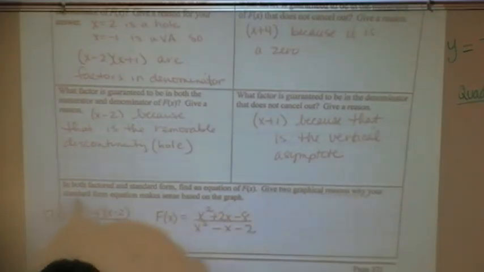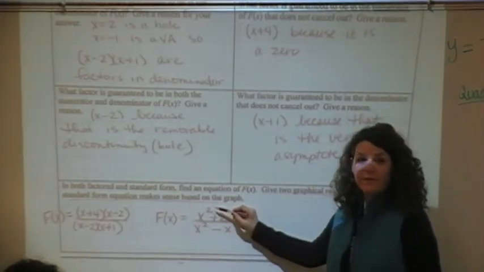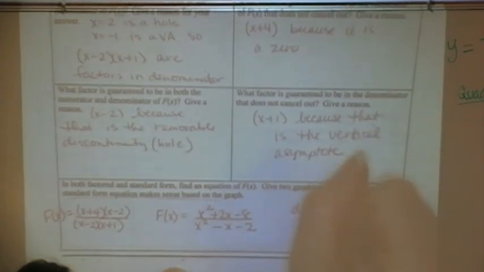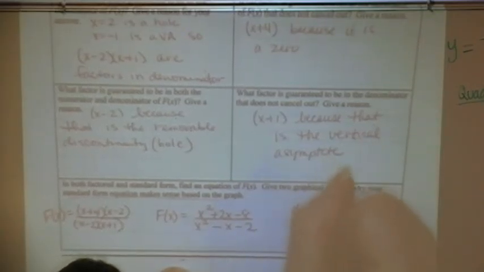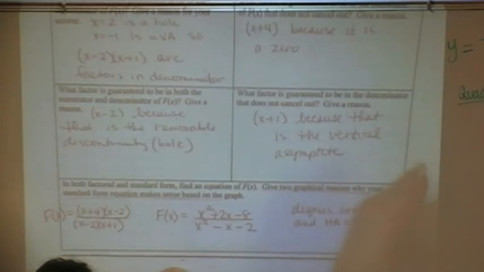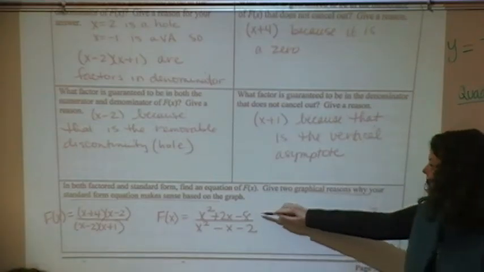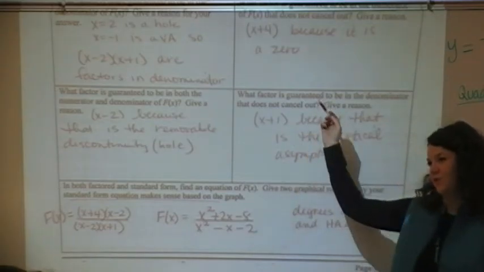It asks for two graphical reasons why your standard form equation makes sense. Two graphical reasons. First one, the degrees are equal. And your HA is 1. And then I think the other good one is this right here. Negative 8 over negative 2 is 4, and that's your y-intercept.